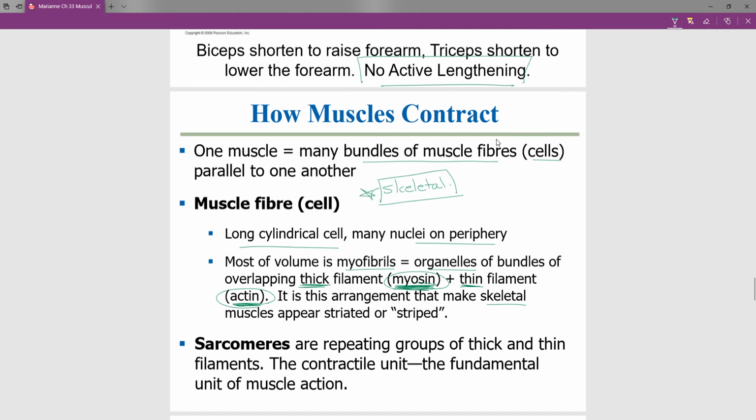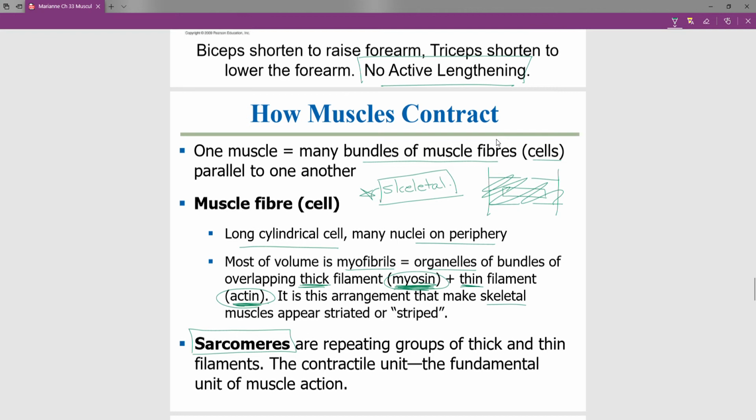If we were to take a look at the arrangement of these, we have myosin anchored in the middle, and then we have actin overlapping that, bound to another part of what we call a sarcomere. And so the sarcomere, I'm going to show you a better picture than this one in just a minute. The sarcomere is a repeating group of thick and thin filaments, and it is the contractile unit.